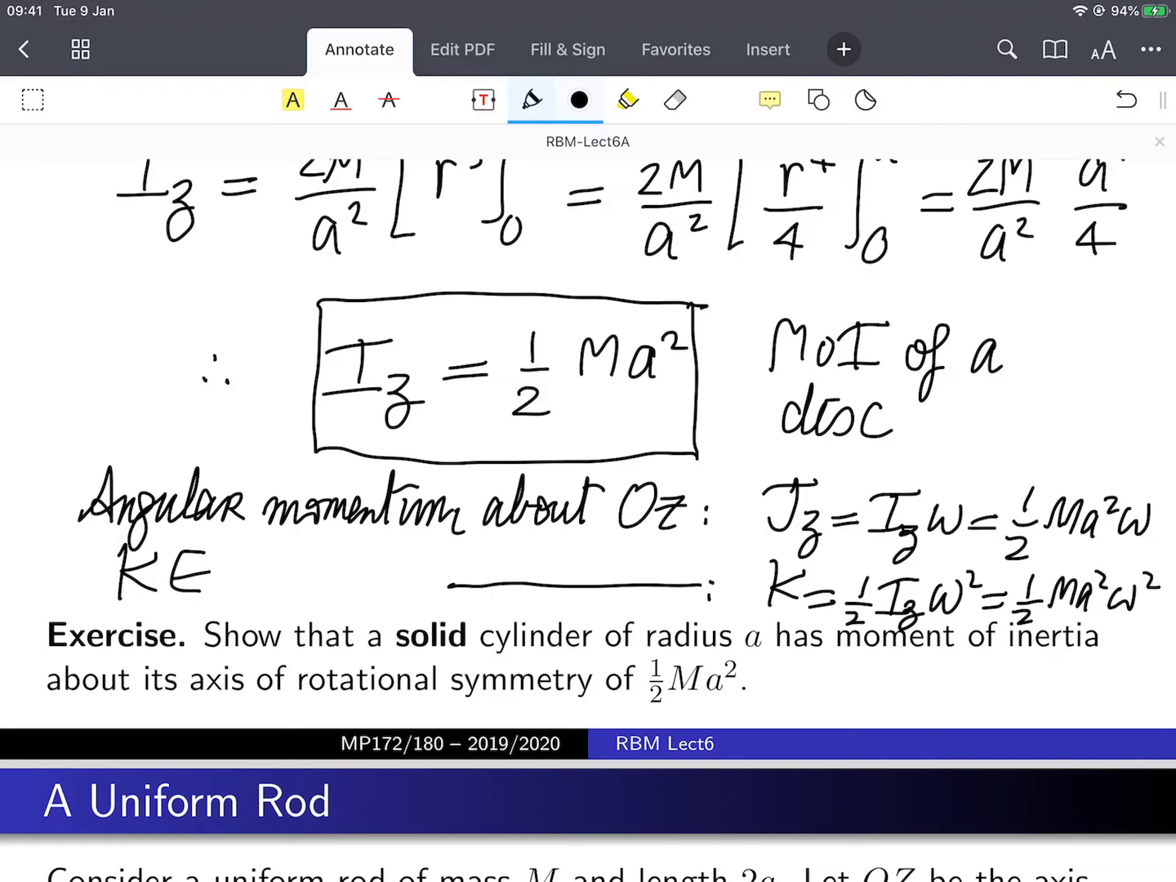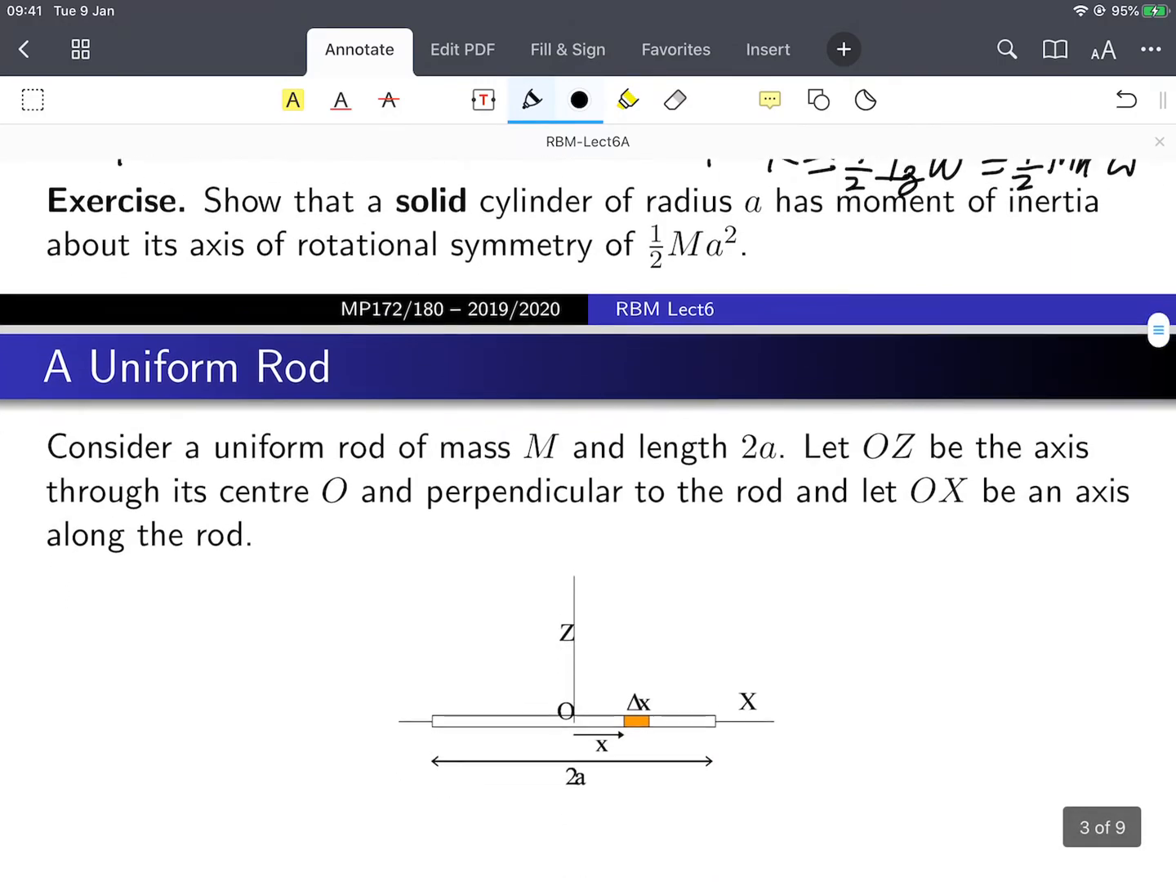But then, of course, here I'm only doing rotation about the axis. What if I was rotating about another axis? What if I was rotating along a diameter, for instance? Presumably, it would be a different calculation. And then you realize that moment of inertia is, in fact, a matrix. So what is the matrix?